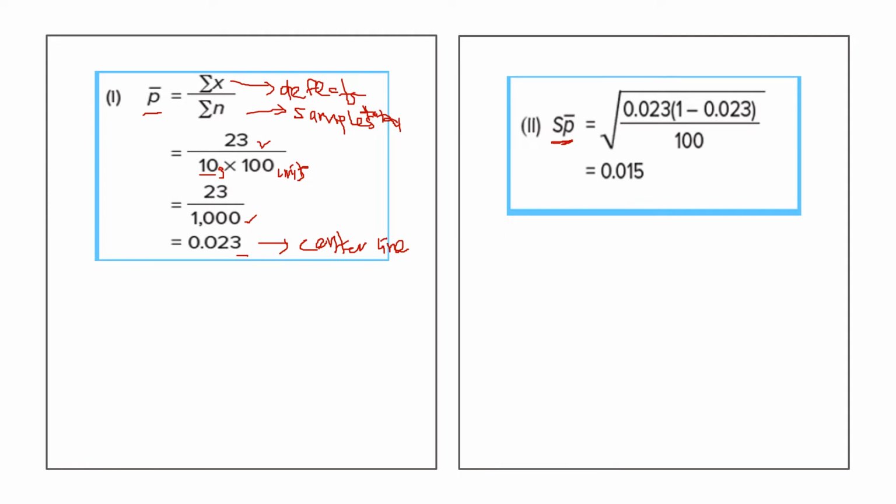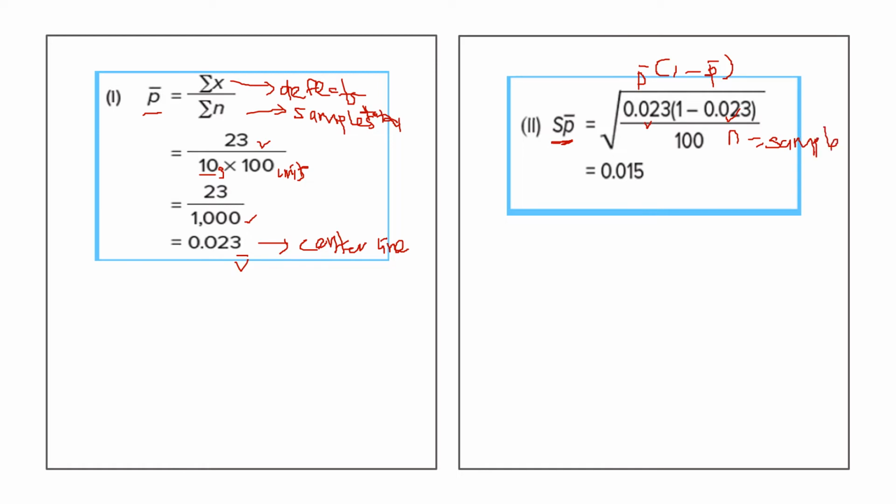So this is the symbol for standard deviation. The formula for standard deviation is the square root of P bar times 1 minus P bar, divided by n. Okay, this is the original formula given. You can check from your textbook. We have calculated P bar, 0.023 over here. So 1 minus 0.023, times 0.023, divided by n. n here is the sample size.